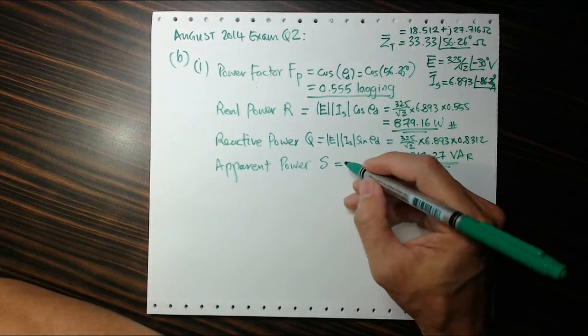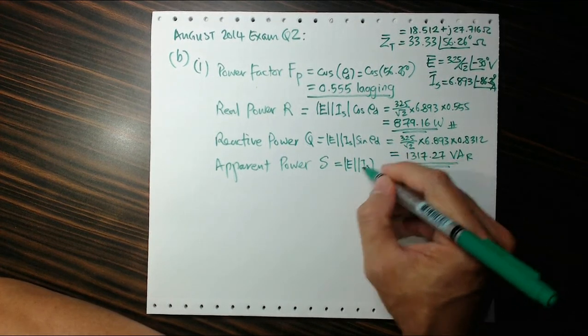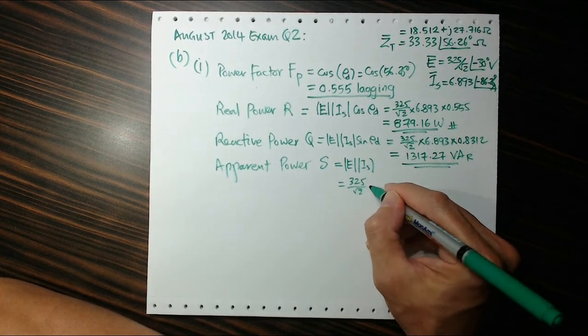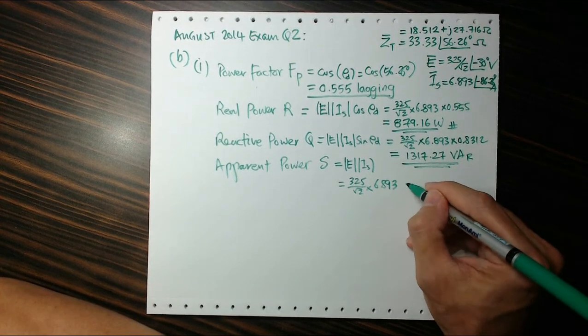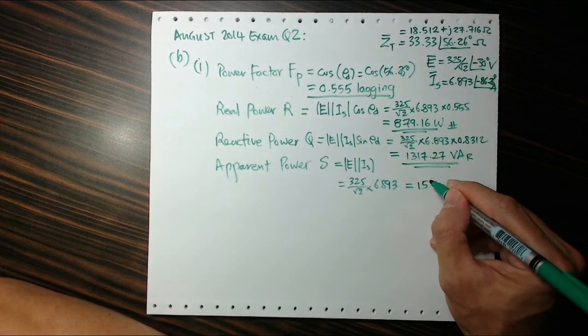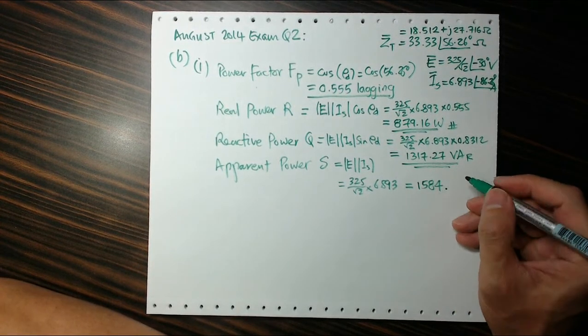And finally, the apparent power is just E multiplied by I_S. That's 325 over root 2 times 6.893, which equals 1584.0 VA.